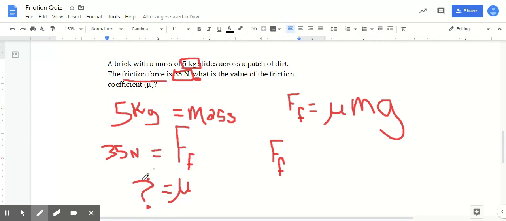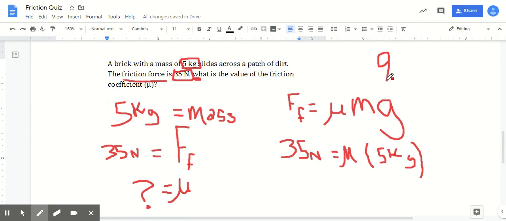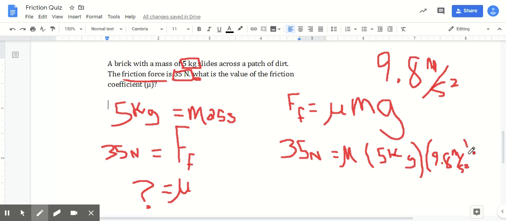So force of friction, wait a minute, we already know force of friction, so we can erase that real quick. We said that force of friction was 35 newtons. Equals mu, well, we don't know that, so let's leave that as mu. M, we said that was our mass, 5 kg. And then there's our g, which remember, that's gravity, 9.8 meters per second squared.